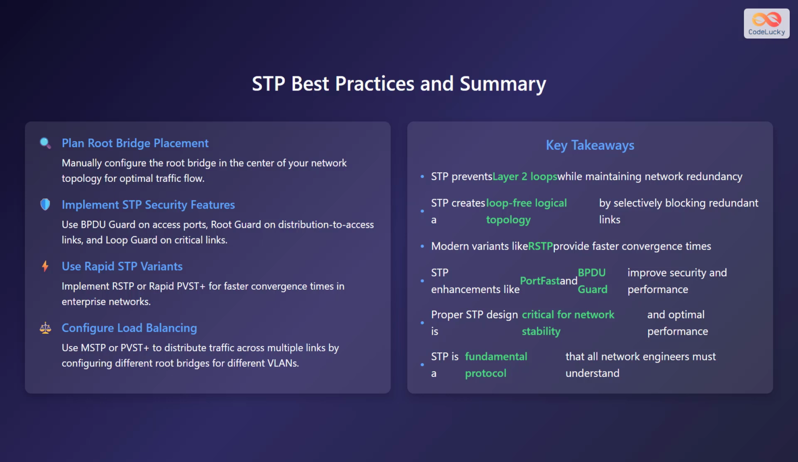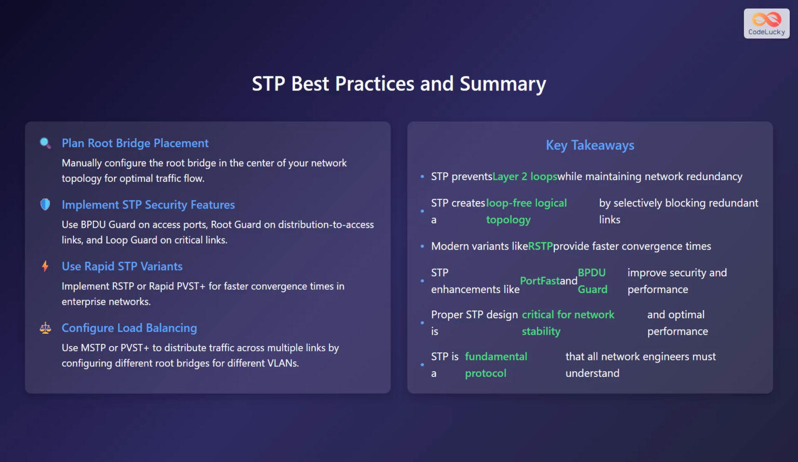Here are some best practices to keep in mind. Plan root bridge placement. Manually configure the root bridge in the center of your network topology for optimal traffic flow. Implement STP security features. Use BPDU Guard on access ports, Root Guard on distribution to access links, and Loop Guard on critical links. Use rapid STP variants. Implement RSTP or rapid PVST+ for faster convergence times in enterprise networks. Configure load balancing. Use MSTP or PVST+ to distribute traffic across multiple links by configuring different root bridges for different VLANs.